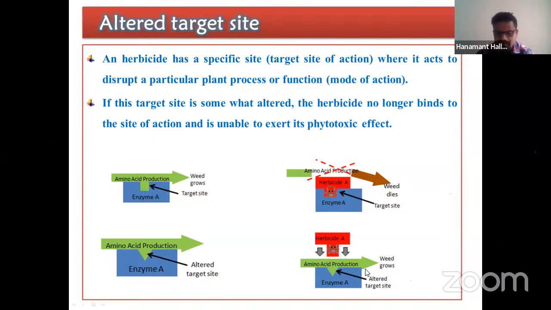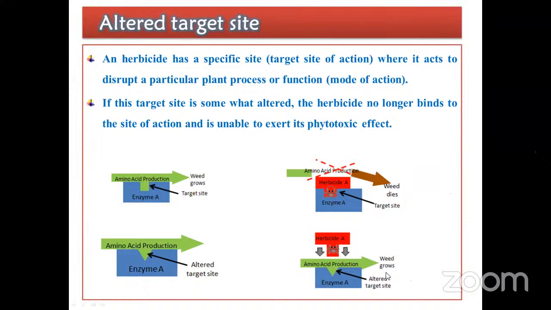So they will divert the point of action of the herbicides. So herbicides will not go to the amino acid production site, they go to some other site. So in that case, the normal amino acid production will be continued and weeds continue to grow. So this is the altered site of action. This is the interesting mechanism that exists in some weeds. So that's why those weeds will have the resistance to the particular herbicides.